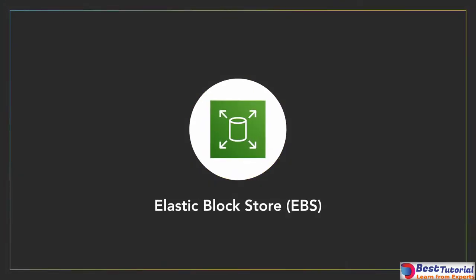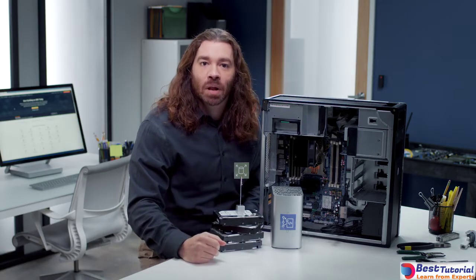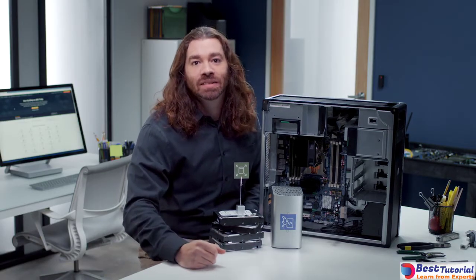Amazon's primary storage service for EC2 servers is called Elastic Block Store. Elastic because it can stretch in size when you need it to. Let's take a look at Elastic Block Store in the EC2 console.